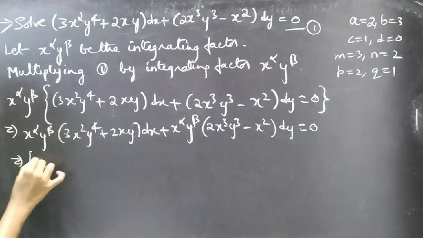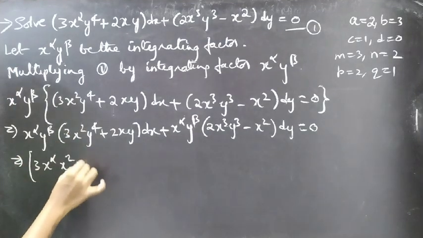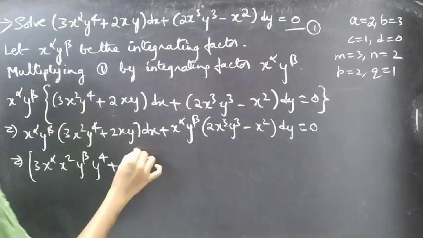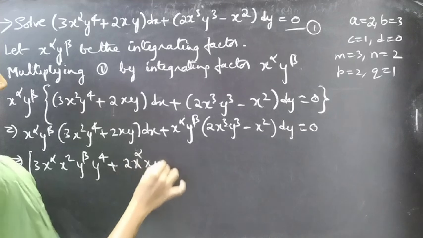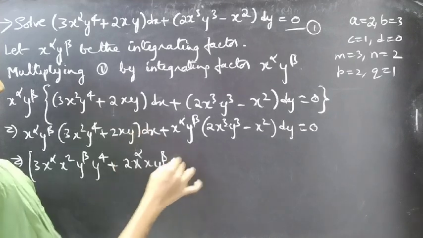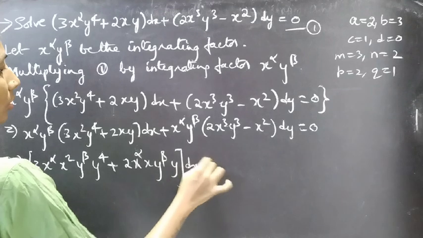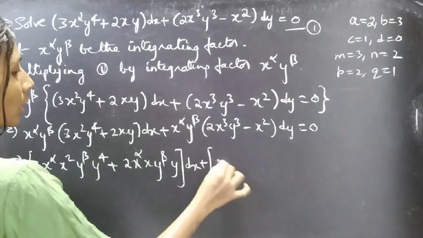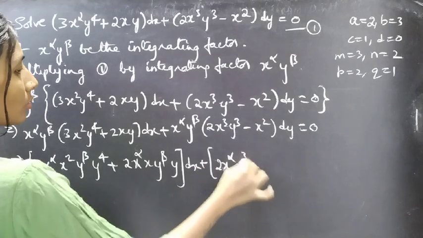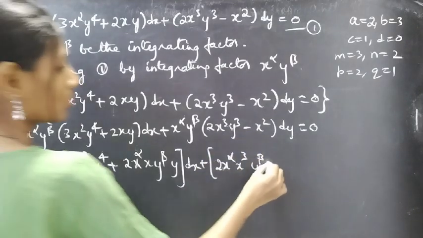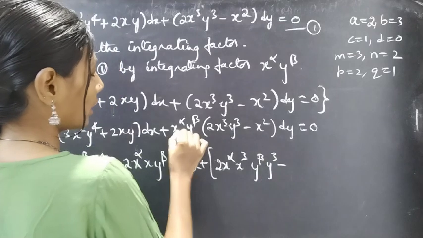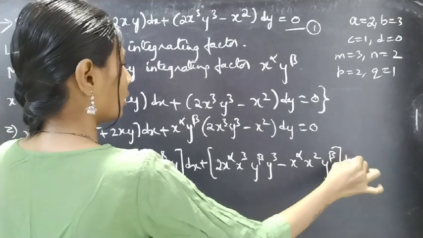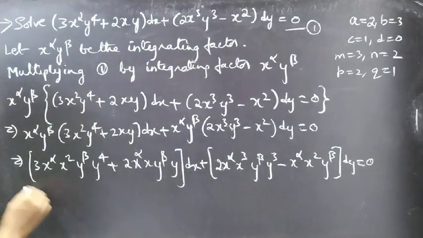Again we can write this as 3 x power alpha x square y power beta into y power 4 plus 2 x power alpha into x, y power beta into y, into dx plus x power alpha, you are having constant, right? 2 x power alpha x cube into y power beta y cube minus x power alpha x square y power beta into dy equal to 0.